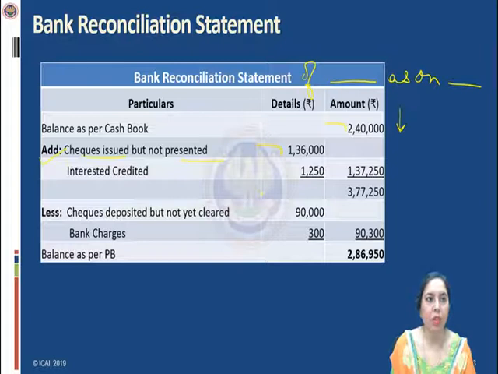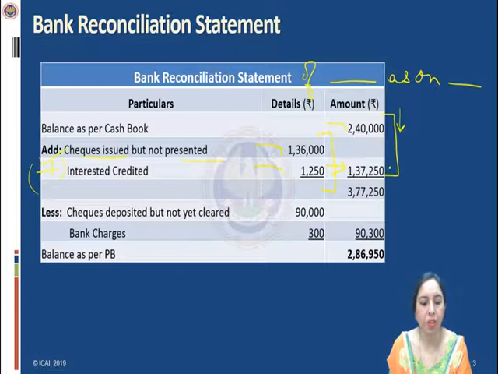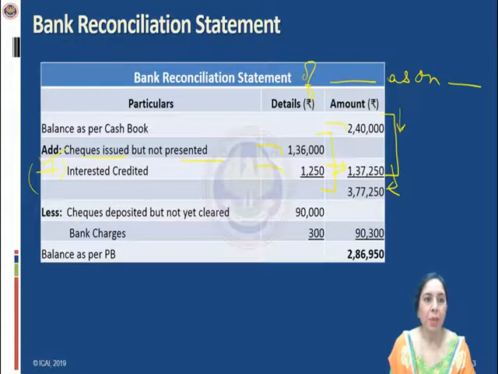Next similar amount is interest credited by the bank. So interest credited has increased the passbook balance but has not increased the cash book balance. So cash book balance is increased with this transaction when we add it back to the cash balance. So these 2 transactions taken together give you the amount of 1,36,250. So adding these 2 figures gives you 3,77,250 rupees.